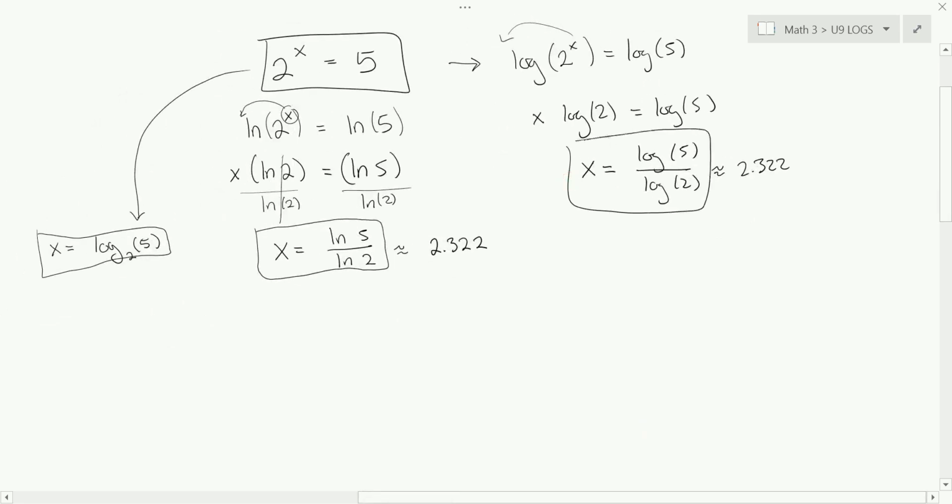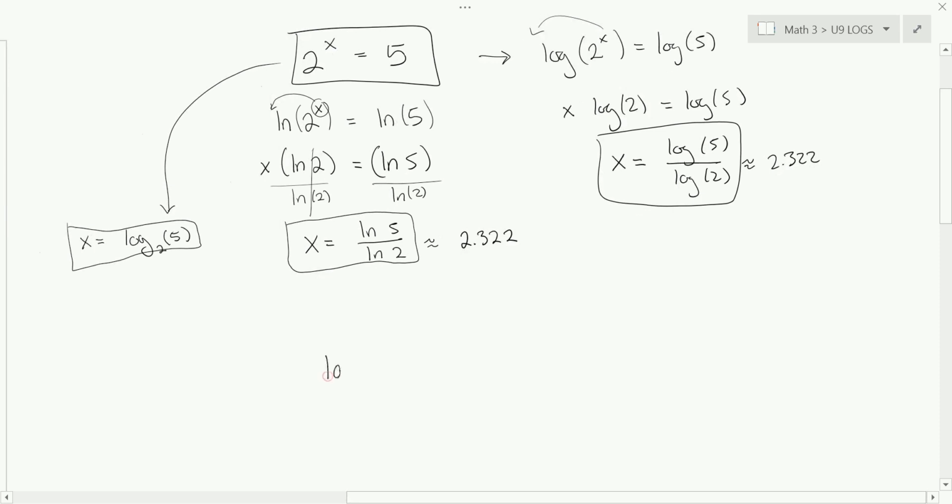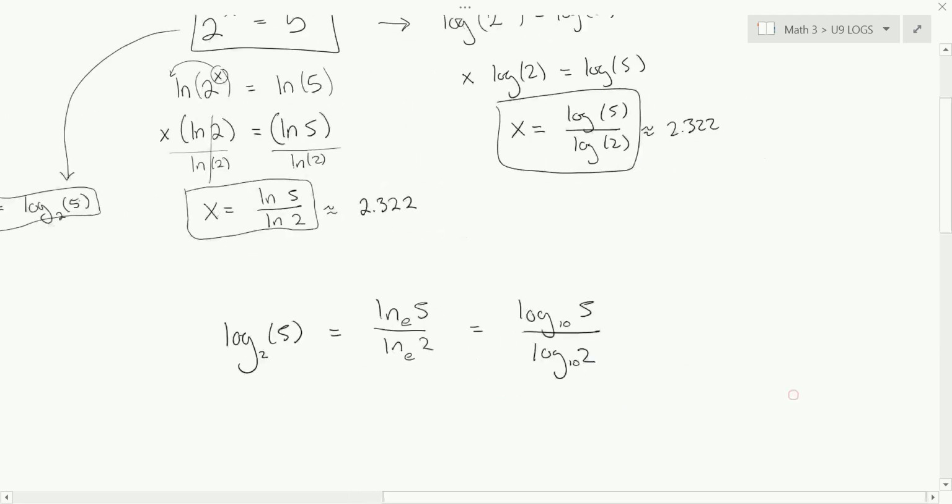So we have 3 different expressions for x. Log base 2 of 5 is the same thing as the natural log of 5 over the natural log of 2. It's also the same thing as the common log of 5 over the common log of 2. And in general, we can use any base we want. Here we're using base e, or you're using base 10. But if you want to use another base, as long as the bases match, you could say that this is equal to log base 22 of 5 over log base 22 of 2.